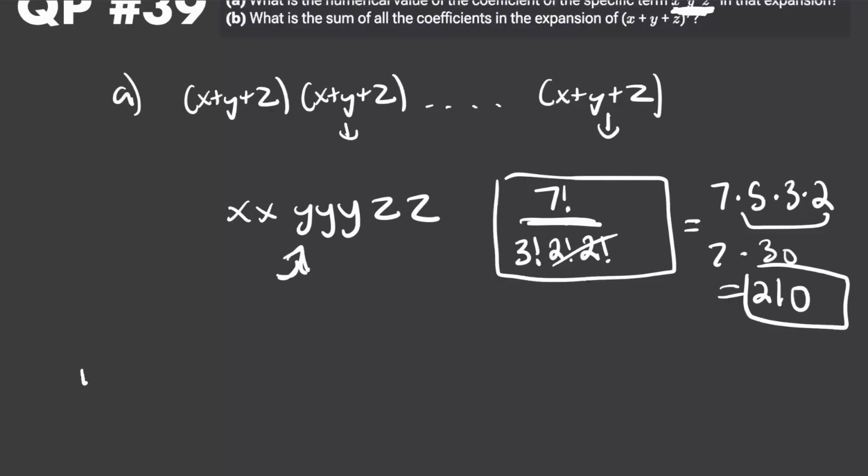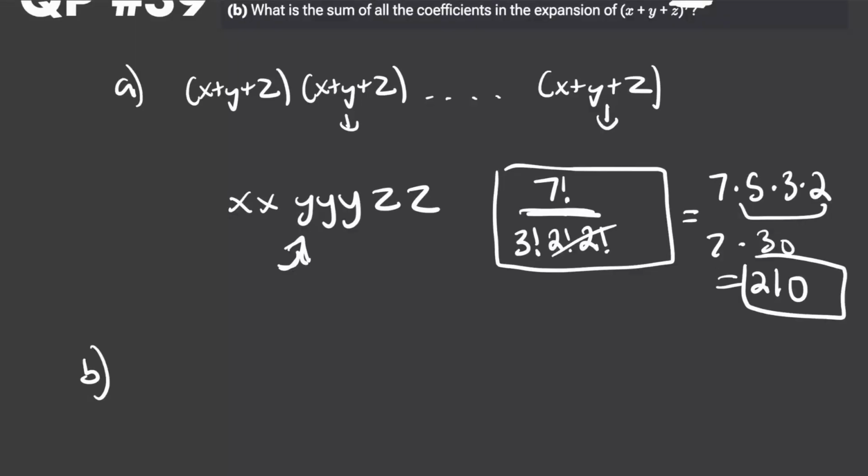This is where it gets interesting. We want the sum of all the coefficients in this expansion. So how do we do this? Well, notice that any term in this expansion is going to be of the form x to some power k, y to some power j, and z to some power n. Let's say these are just arbitrary integers. And then there's going to be some type of coefficient in front of this term.